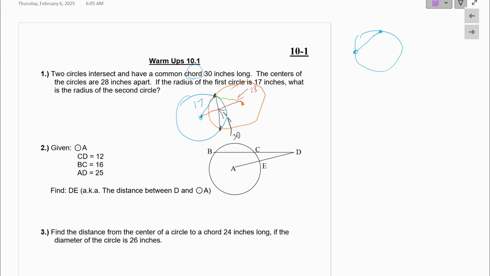Well, if you recall, if you have things that are equidistant to the endpoints of a segment, they form the perpendicular bisector. Well, both these centers are equidistant to both the endpoints because they're the same radii, right? So if I were to draw this in, the line connecting the centers is the perpendicular bisector of that common chord, which means this is 15.